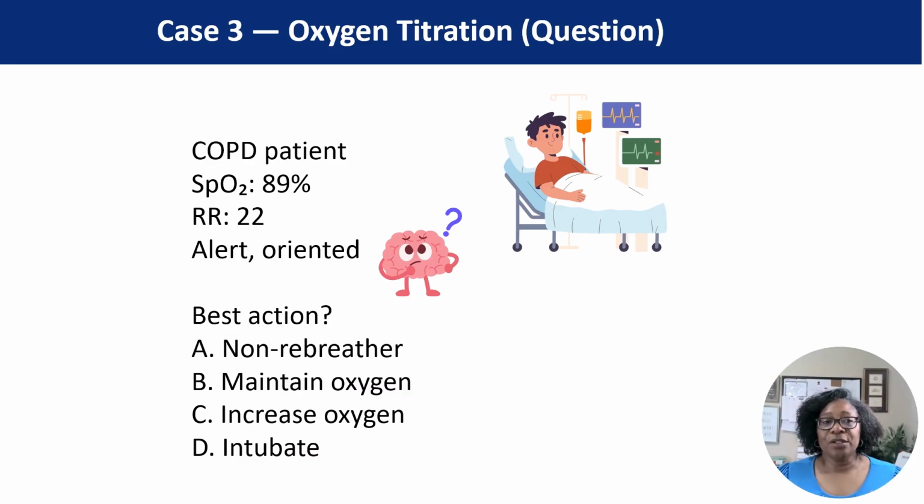All right, so oxygen titration. You have a patient with COPD. Their oxygen saturation is 89%. Their respiratory rate is 22. They're alert and oriented. So what's the best action for this patient? Are you going to apply a non-rebreather mask? Maintain the current oxygen level? Increase the oxygen aggressively? Or prepare for intubation? I'll give you a second.